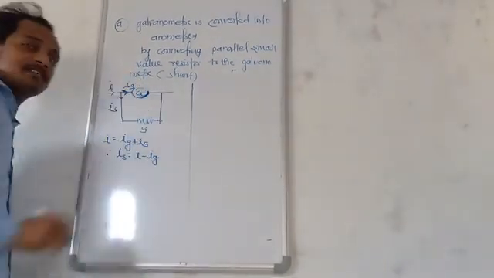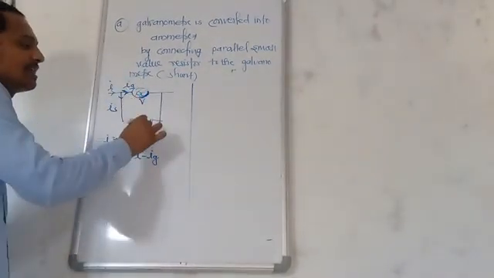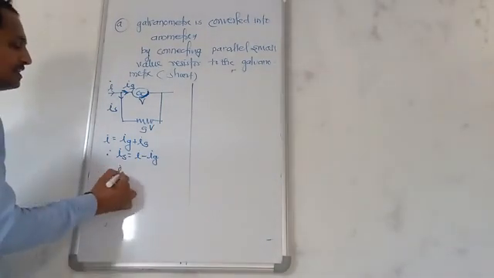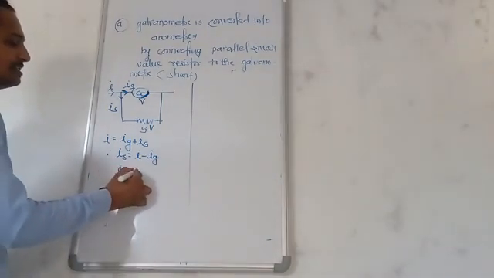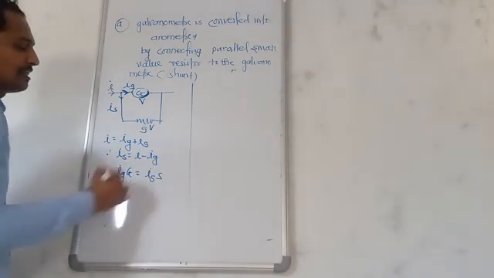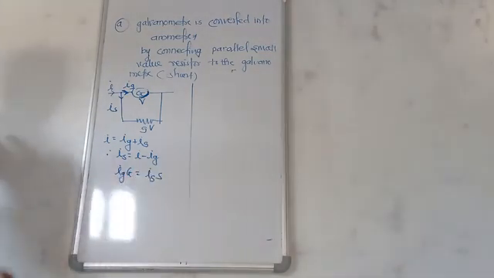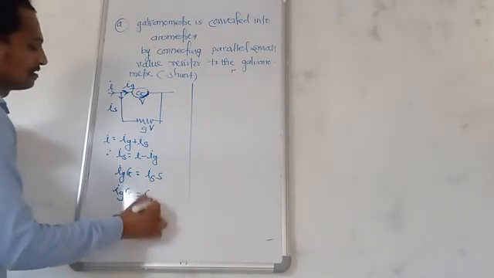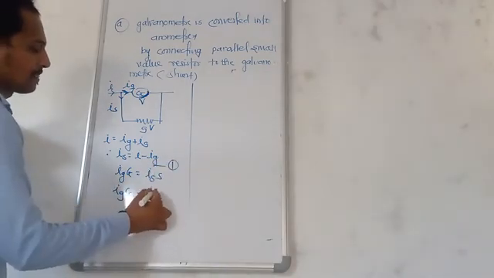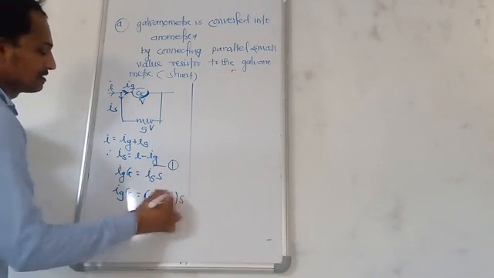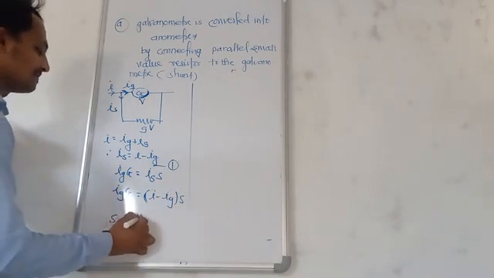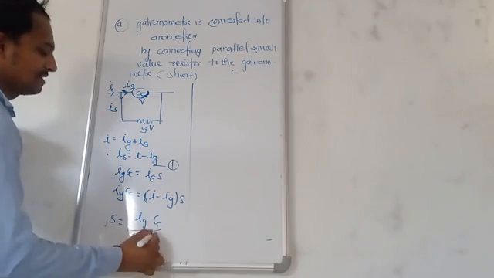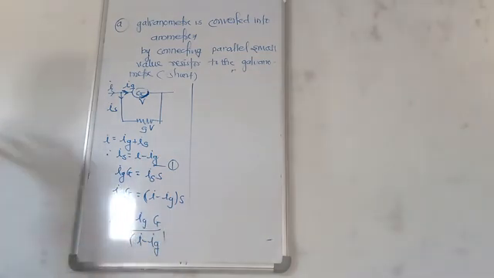When resistors are in parallel, the potential is common across both branches. So the potential is the same: IgG is equal to (I minus Ig) S. So we have to find S, which means we have to convert I into Ig. From this equation, S is equal to IgG upon I minus Ig.